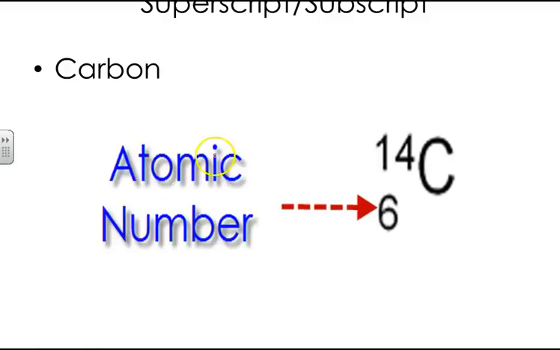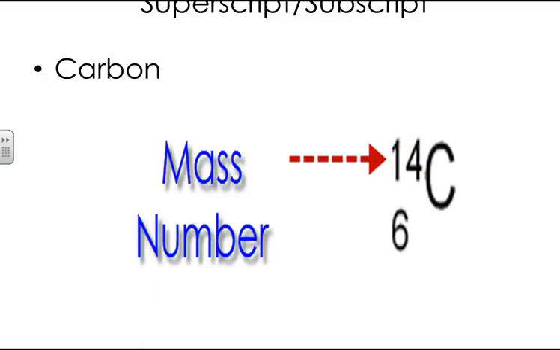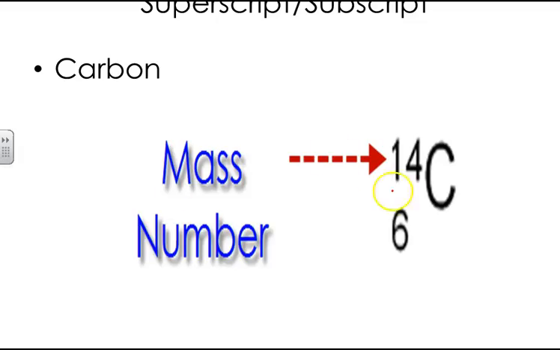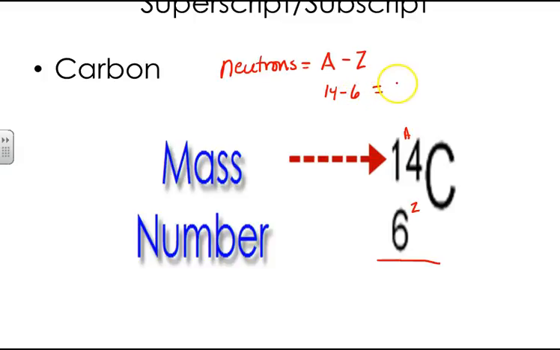So when we look at the superscript-subscript notation for a type of carbon, we have carbon with an atomic number of 6 and a mass number of 14. So if we wanted to find the number of neutrons with this, neutrons equal the mass number A minus the atomic number Z. This is A, this is Z. So we would have 14 minus 6, which is going to be 8.